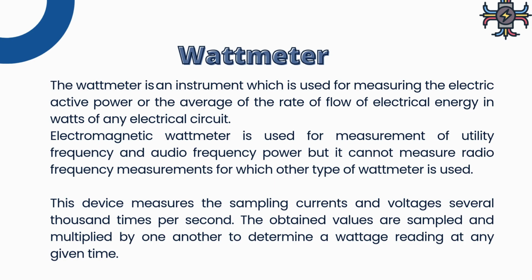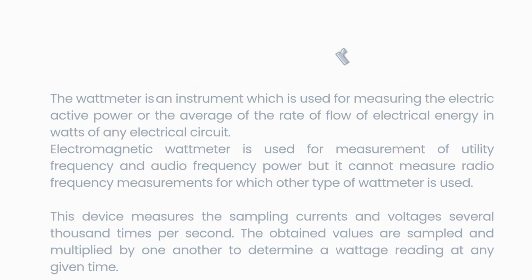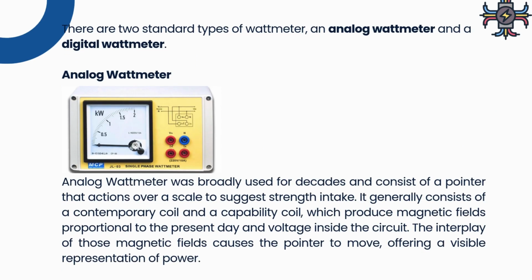Electromagnetic wattmeter is used for measurement of utility frequency and audio frequency power, but it cannot measure radio frequency measurements, for which another type of wattmeter is used. This device measures the sampling currents and voltages several thousand times per second. The obtained values are sampled and multiplied by one another to determine a wattage reading at any given time. There are two standard types of wattmeter. Number one is the analog wattmeter and second is the digital wattmeter.